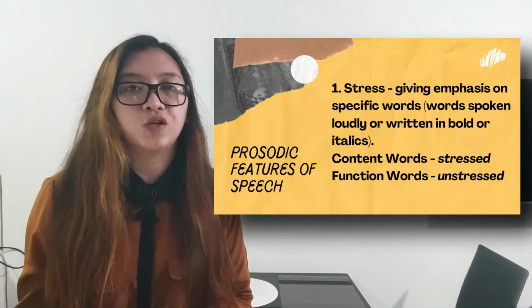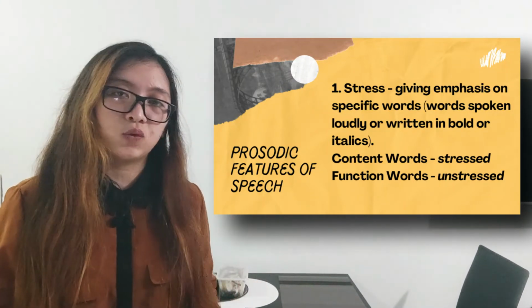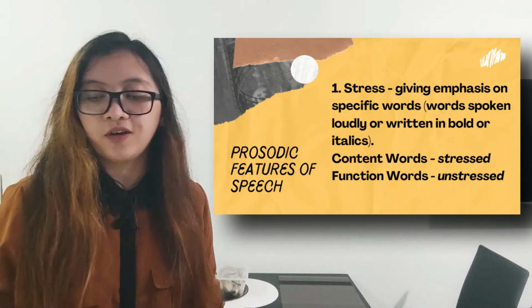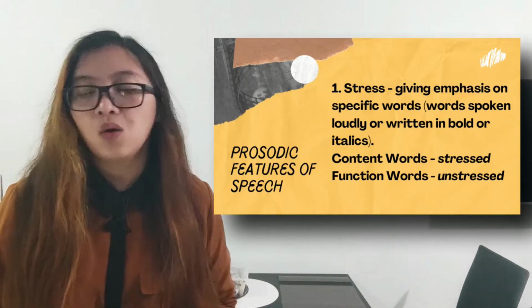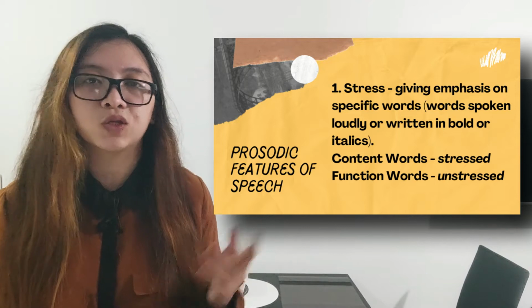Now let's learn more. The first prosodic feature of speech is what we call stress. It is the way we give emphasis to a specific word. We often say it loudly, or it is written in bold or italics, or in our case earlier, it was all capitalized.